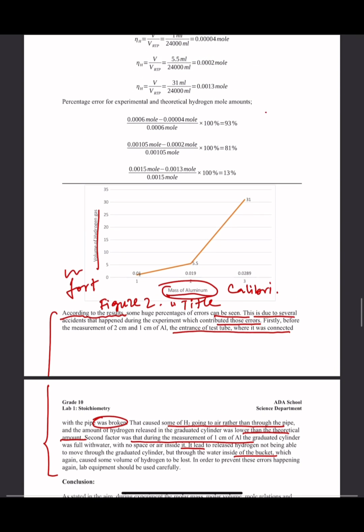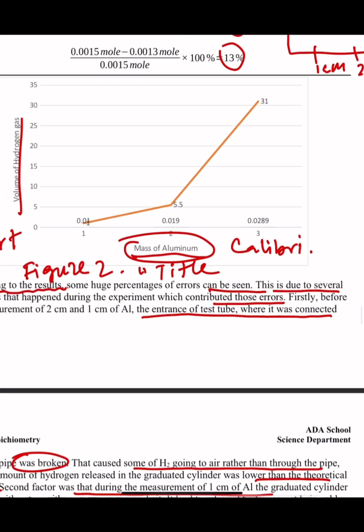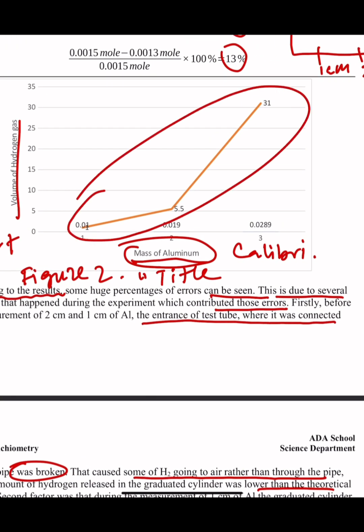But you needed to present your error in some way. So let's say you have error for 1 centimeter aluminum, 2 centimeter aluminum, and then what do we have here? And 3 centimeter. So as you see here, we have error percentage, right? You can graph this error percentage and explain what kind of trend there is for the error. You needed to talk about what kind of trend is in here. Talk about your graph, okay?